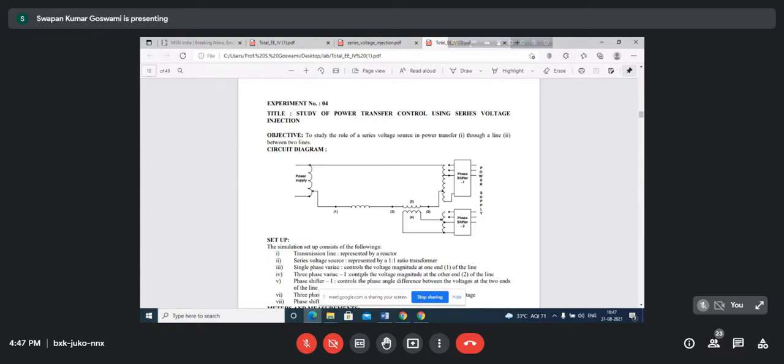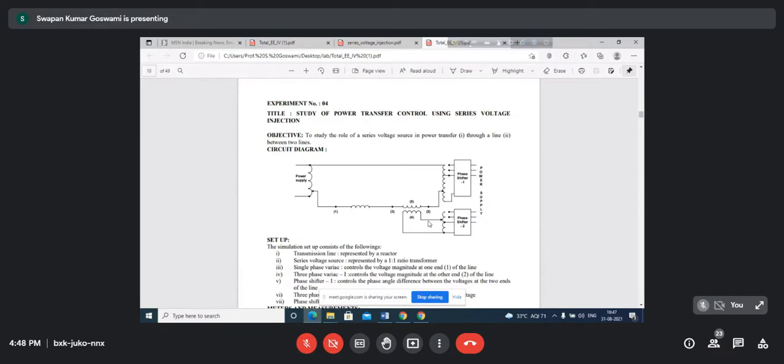So what is the purpose of this experiment, what we are going to demonstrate here, that I have discussed. The basic principle of this power flow control, maybe it was not discussed previously, is in-phase voltage boost and quadrature voltage boost. These are the two things.